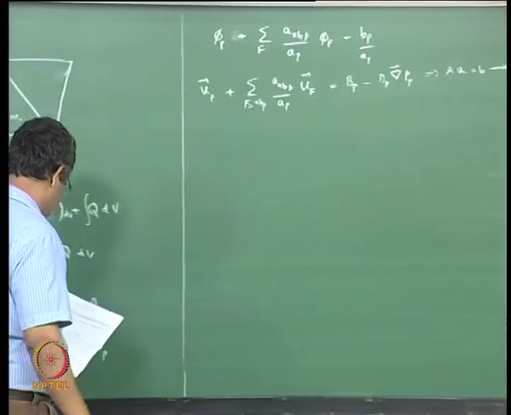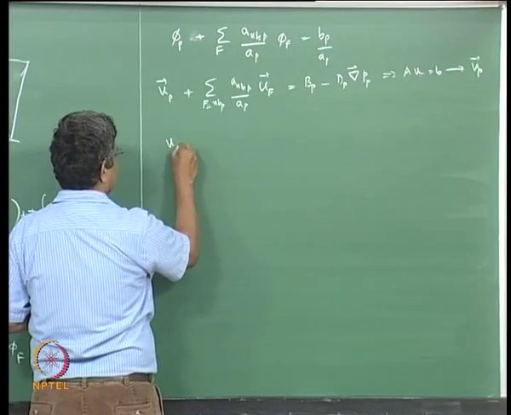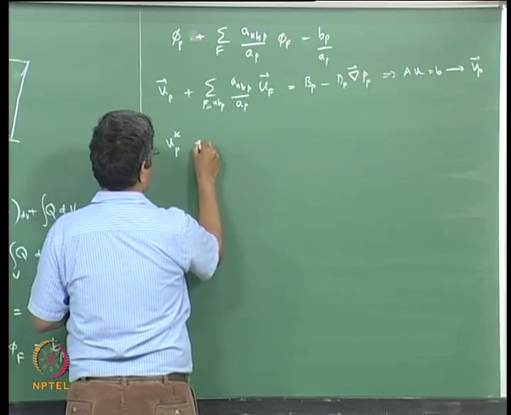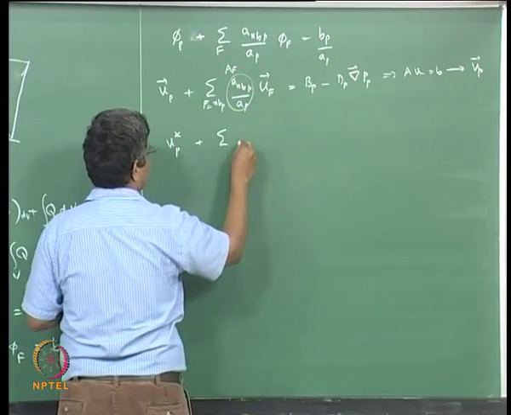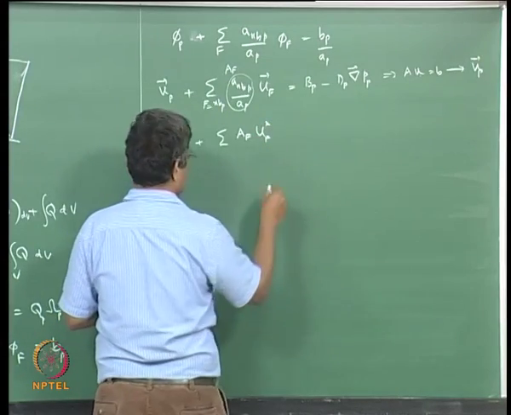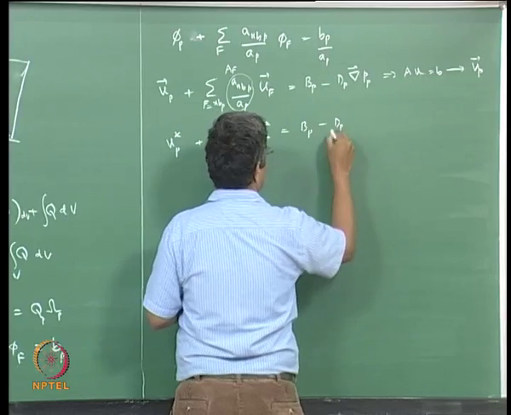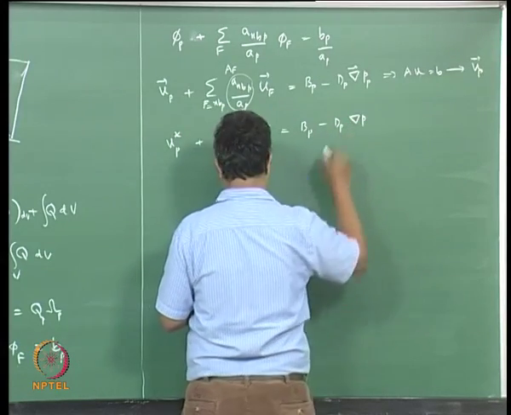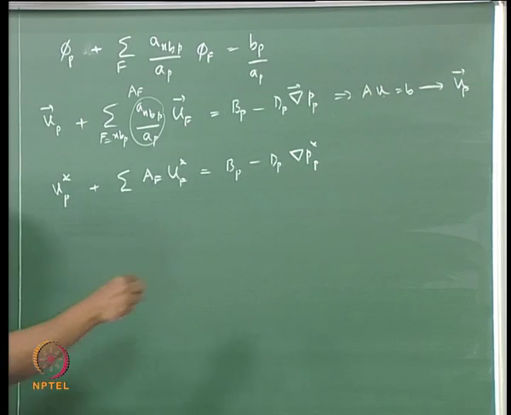the starred velocity field. So we can follow the same procedure, and you can write UP star plus the sum of, we can call this whole thing some AF, UF star, equal to some BP minus dP times gradient of P star at P. So this equation with the guessed pressure field here will give us the velocity at the node here.